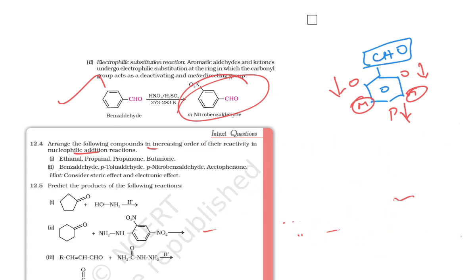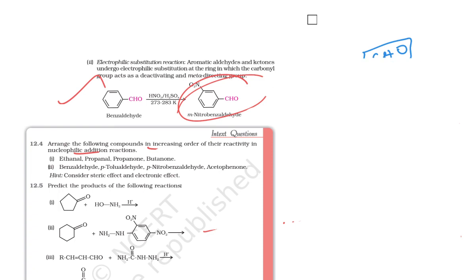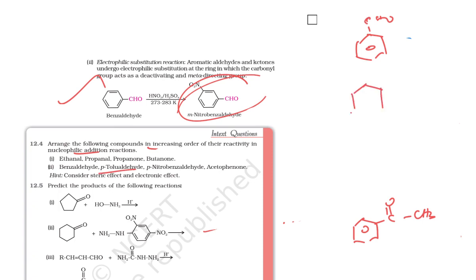Okay, then we go to arranging the reactivity, for the nucleophilic addition reaction only, right? I will write all the molecular formulas, then we discuss. First I will write acetophenone. This is your acetophenone, right? Then we have benzaldehyde. Then para-tolualdehyde, which means in the para position there is a CH3. This is your second molecule.